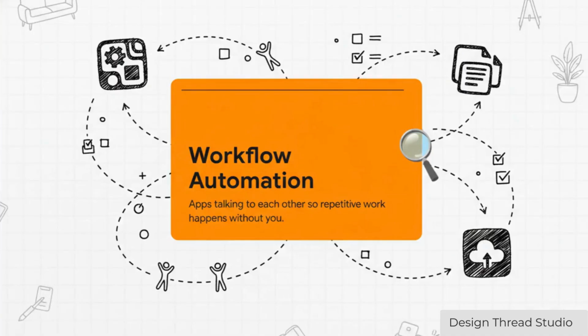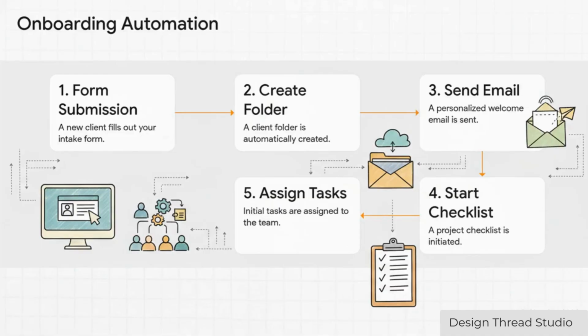And the absolute heart of this walk phase is workflow automation. This is all about getting your different software apps, your email, your project manager, your calendar, to talk to each other. It's about automating all those repetitive, soul-crushing admin tasks so you can get back to the creative stuff you actually love. Let's make this super real. So, a new potential client fills out the contact form on your website.